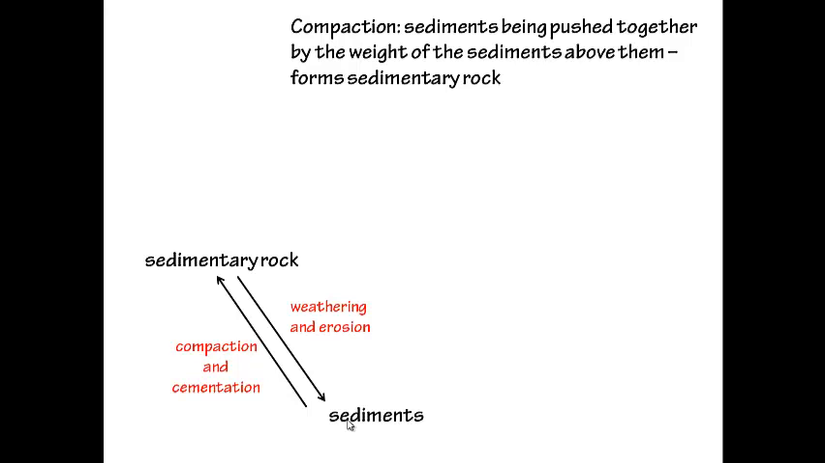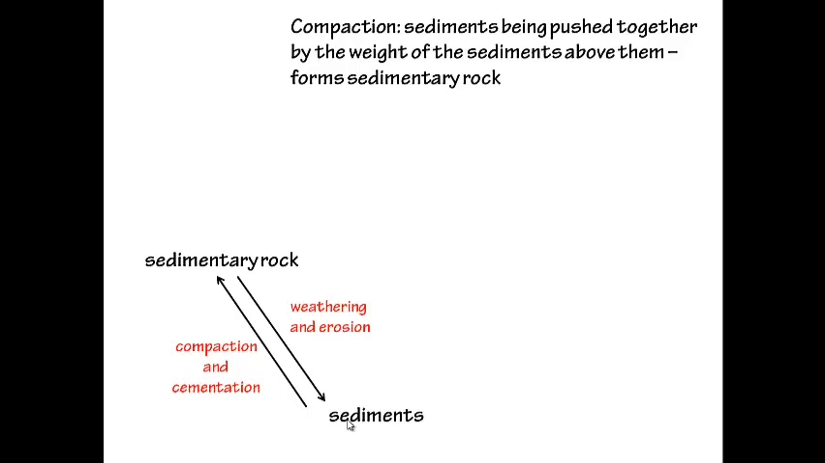The next step we will discuss is sedimentary rock turning into sediments and sediments turning into sedimentary rock. Just like igneous rock and metamorphic rock, sedimentary rock is turned into sediments by weathering and erosion. Sediments can then turn into sedimentary rock by compaction and cementation.